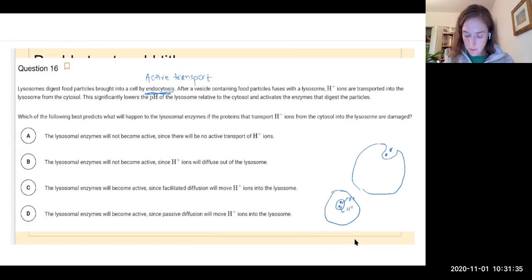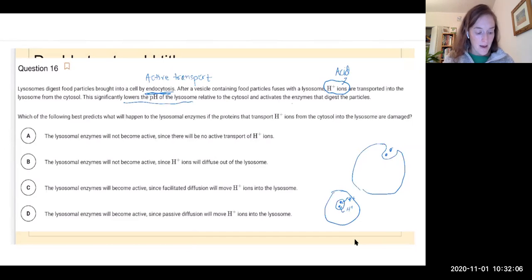And if you don't remember, we'll review it more in the next unit. H+ ions, this is one definition of an acid. So this equals acid. And we know that acidic enzymes can break down proteins. They can denature proteins. So if this is some kind of food source, these H+ ions are going to help break down the food. This significantly lowers the pH of the lysosome, and activates the enzymes that digest the particles.